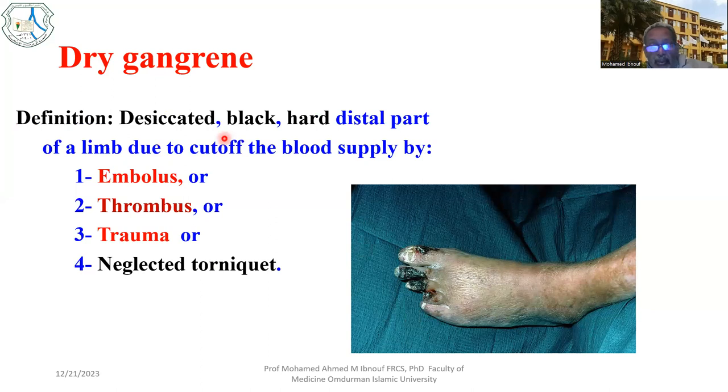Now, what is dry gangrene? Dry gangrene is a desiccated, black, hard distal part of a limb due to cutoff of the blood supply, and the cutoff of the blood supply is due to either an embolus or thrombus, or trauma, or a neglected tourniquet. Like here, the toes are becoming black, desiccated and hard.